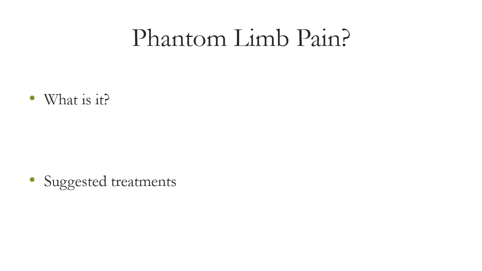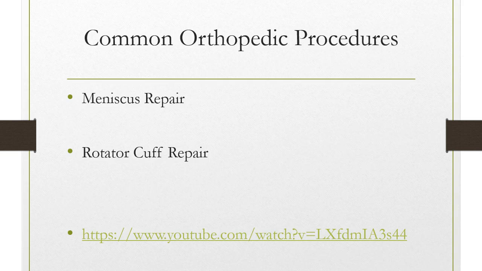Your PowerPoint's notes pages talk about a lot of medicinal and non-medicinal ways of dealing with and preventing phantom limb pain. So you can refer to that if you are interested in getting any more of that information. And the last thing we're going to talk about are a couple of common orthopedic procedures: the meniscus repair, which is in the knee, and rotator cuff repair, which is the shoulder. I've attached a video that shows both of them in procedures in succession.